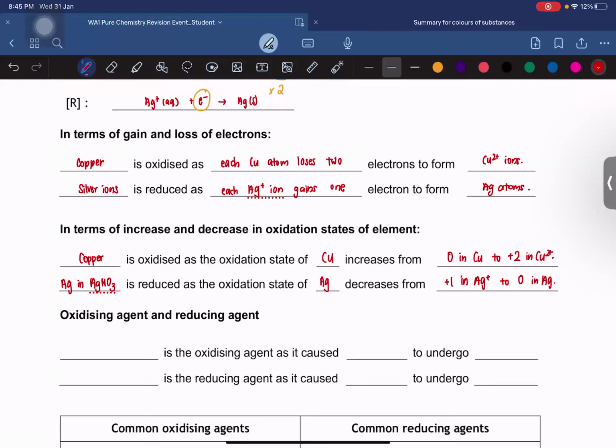Understand? So now when you all write down, please write down the proper sentence. Don't just write half-hearted answers.